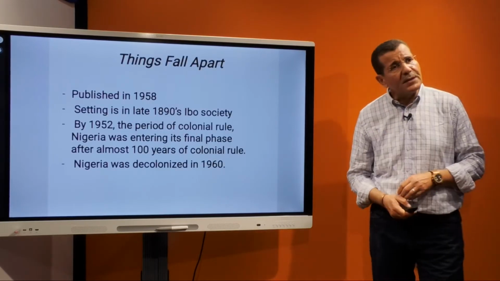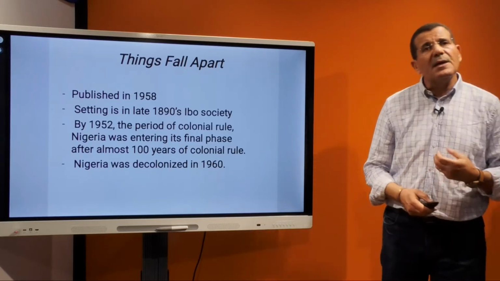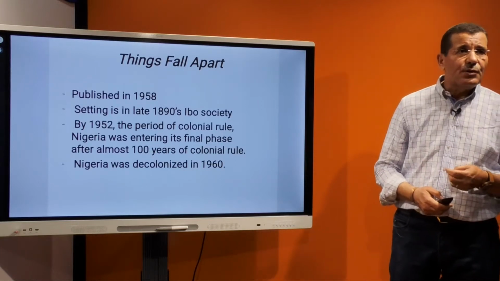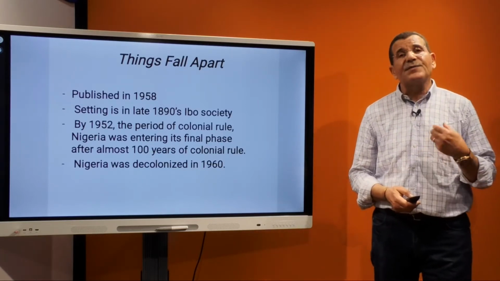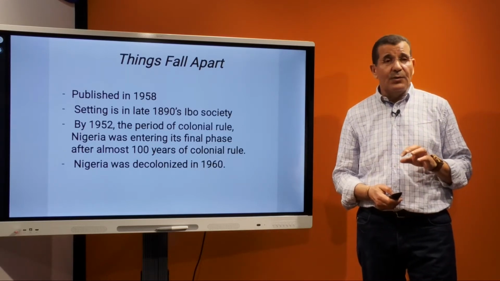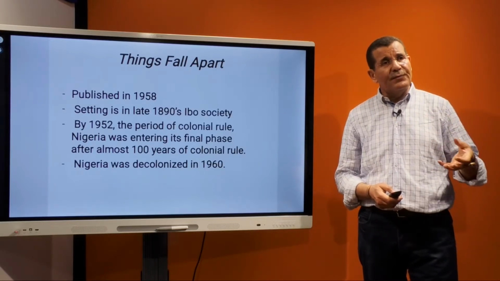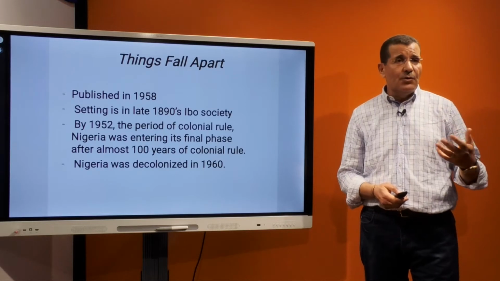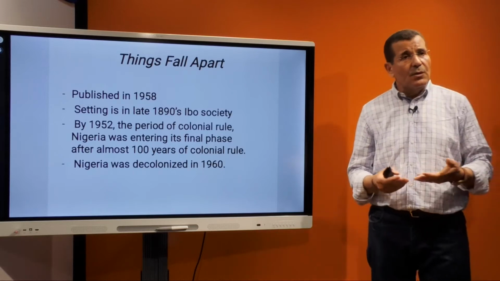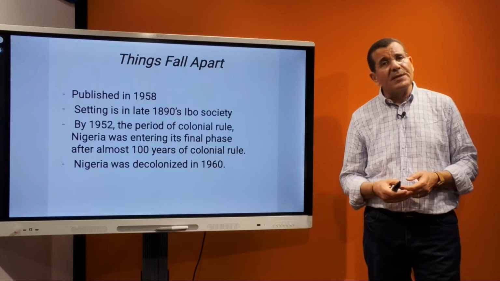And Things Fall Apart was published in 1958, set in the late 1890s in Igbo society. And by 1952, the period of colonial rule, Nigeria was entering its final phase of a long period of colonial rule, and you can imagine the impact of these decades of colonial rule on the geography, history, culture, language, and beings, as the novel shows. And Nigeria was decolonized in 1960.